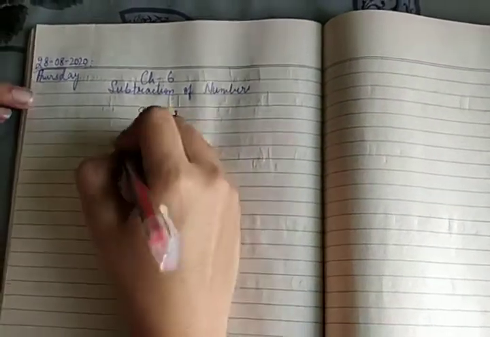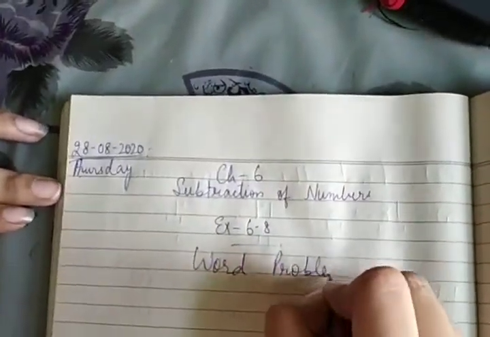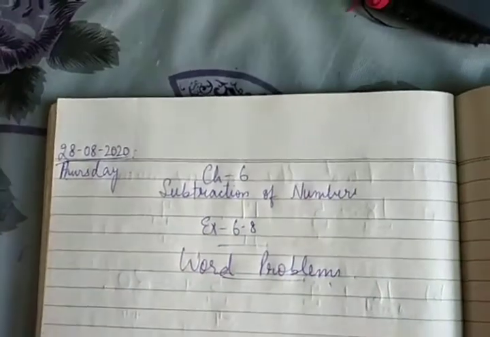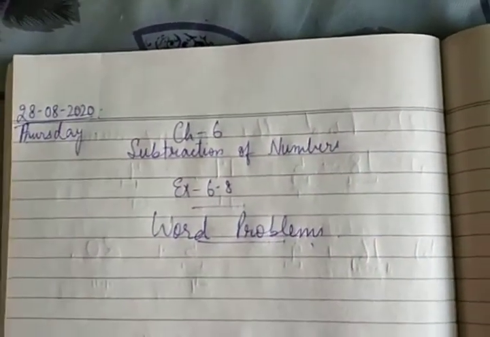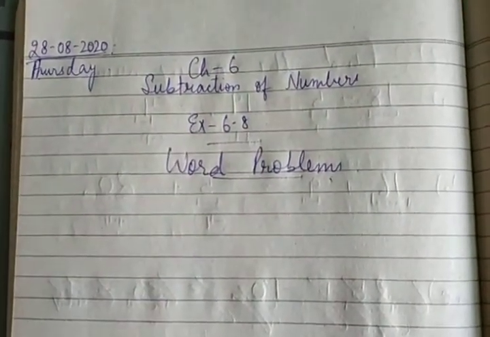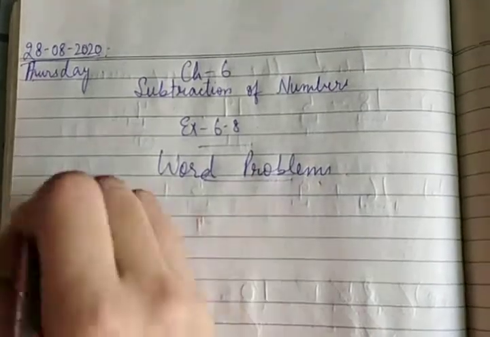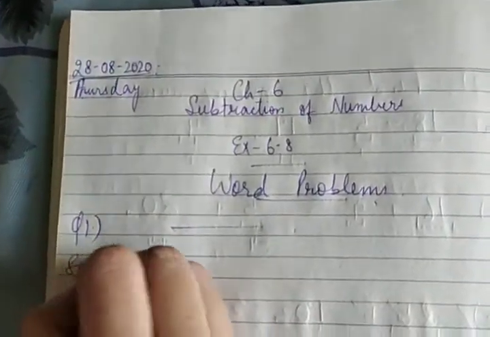Again in this exercise we are having word problems. Now the word problems are mixed. Now you have to add as well as subtract. Now you have to figure out where you have to add and where you have to subtract. Question number 1. Write down the question, put a dash, write down solution.